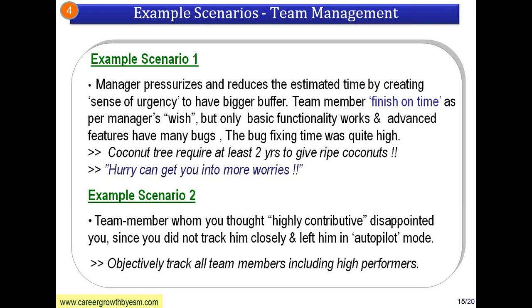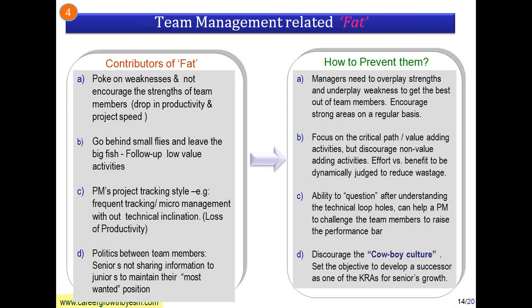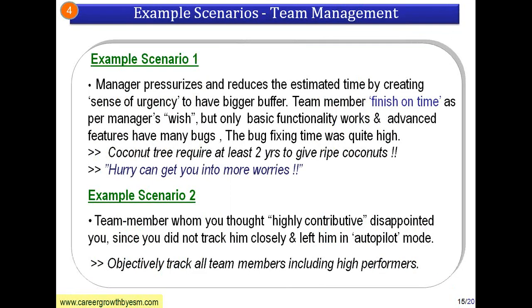It is like the coconut tree. If you plant a coconut tree, it definitely takes 2.5 years to get coconut. Suppose you plant the coconut tree and ask for coconut after 1 year, it cannot give it. So you have to wait for certain time. You can't hurry up certain things. Actually, hurry will spoil the curry. So hurry can get you into more worries. So don't hurry up on certain things which cannot be hurried.